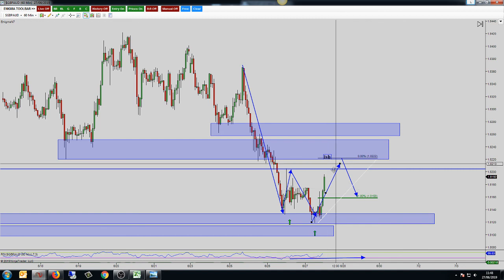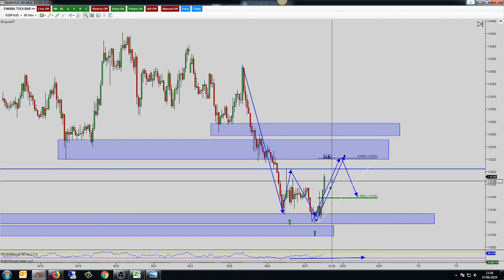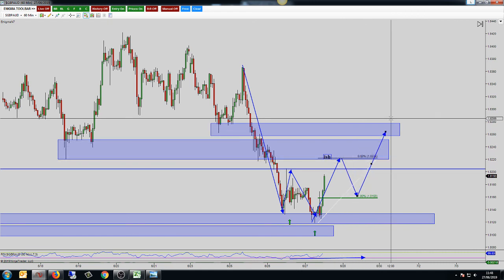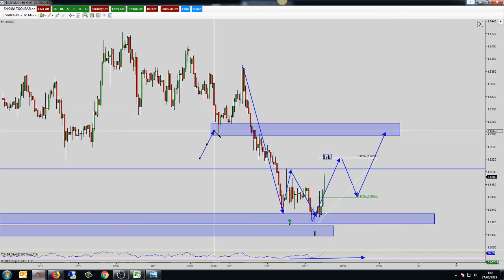I always revert to an AB equals CD pattern. It has the highest probability of completing compared to playing for structure or fibs or anything else. So if in doubt, I play for an AB equals CD pattern because it gets hit more often than not. And it just so happens that that AB equals CD pattern comes into this kill zone.